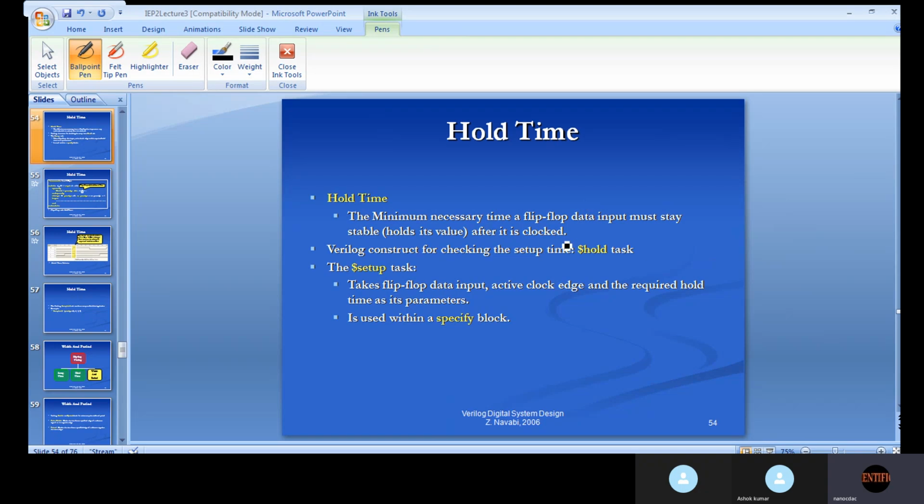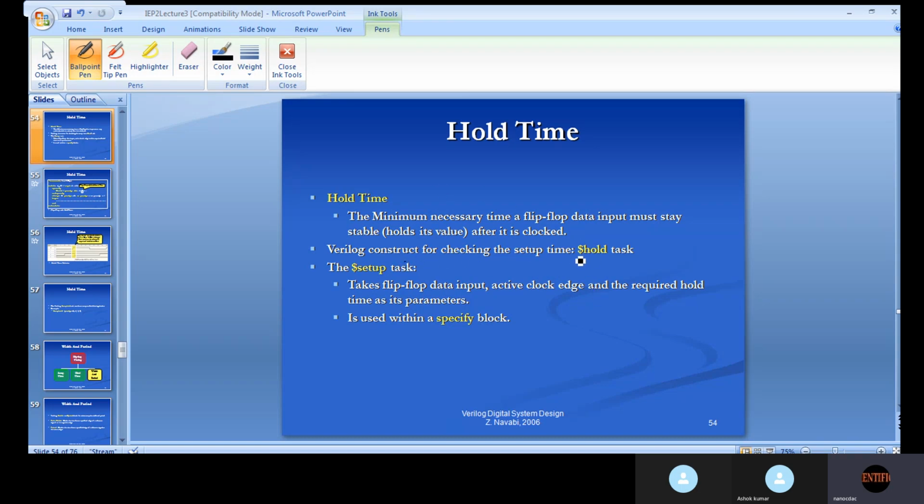హోల్డ్ టైం అంటే ఏంటి, ద మినిమం నెసెసరీ టైమ్ ఫ్లిప్ ఫ్లాప్ డేటా ఇన్పుట్ మస్ట్ స్టే స్టేబుల్. ఓకే, ఆఫ్టర్ క్లాక్ అంటే whenever it is latched with the clock, after that whenever it is synchronized with the clock, after that it has to hold the data. The data should be stable after the clock edge for a particular amount of time. Synchronize అయిన తర్వాత కొంచెం time the data should be stable.